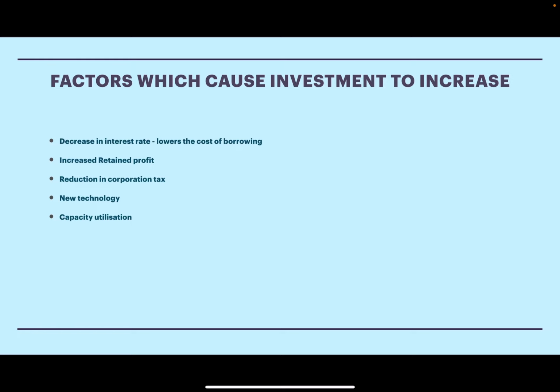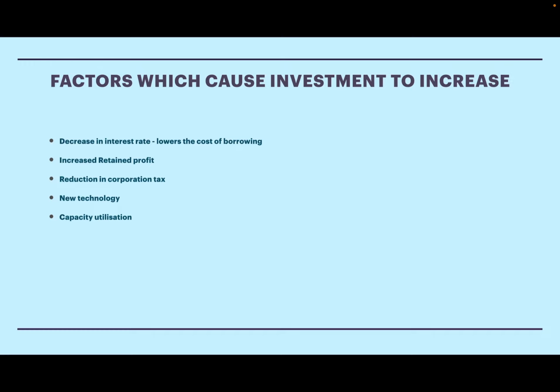Capacity utilisation refers to whether or not they're at full capacity. So are they making full use of everything they've already got? So are they using their whole factory? Are they using their machinery all day, every day? If they are at full capacity, i.e. they are using all their machinery, they're using all their factory space, all their workers are fully employed, we could say they're operating on their production possibility curve. If they are at full capacity, then they're more likely to spend on investment if they need to expand.